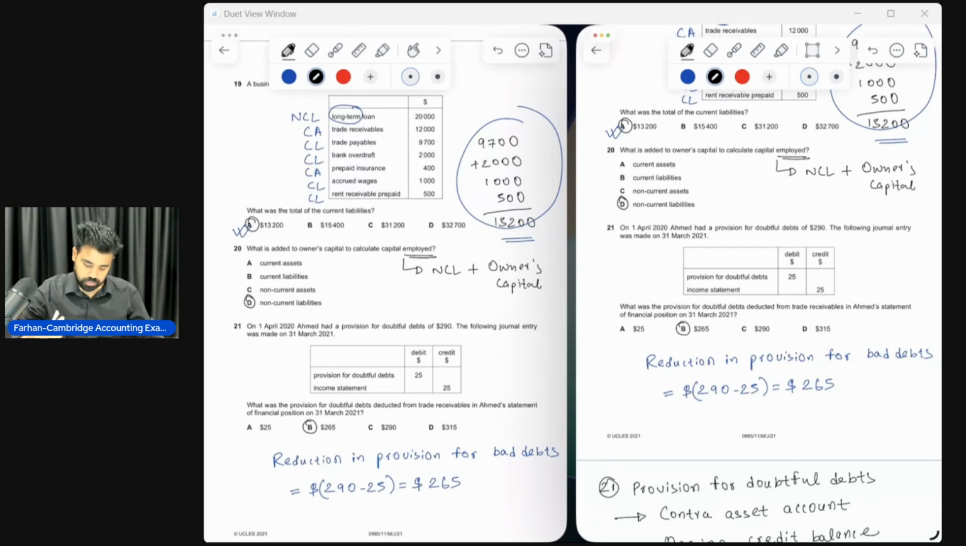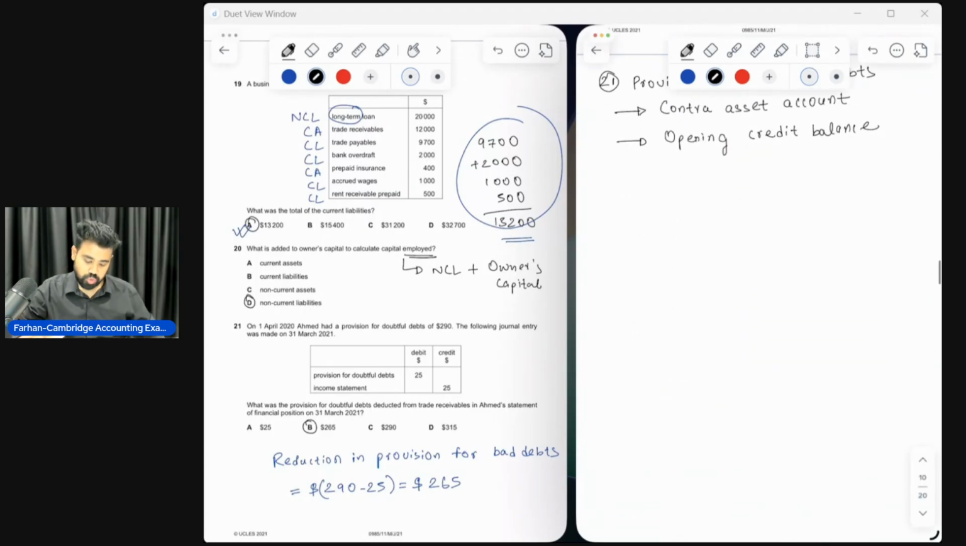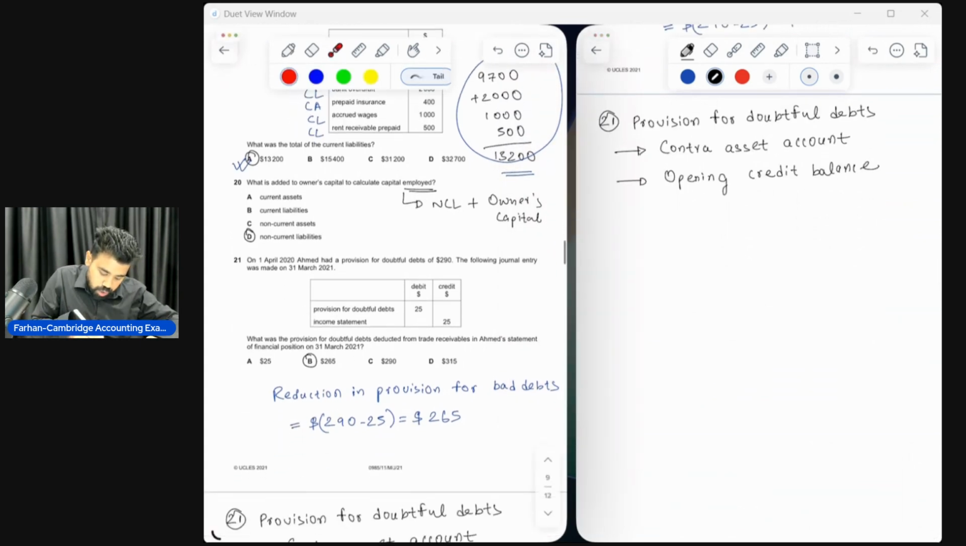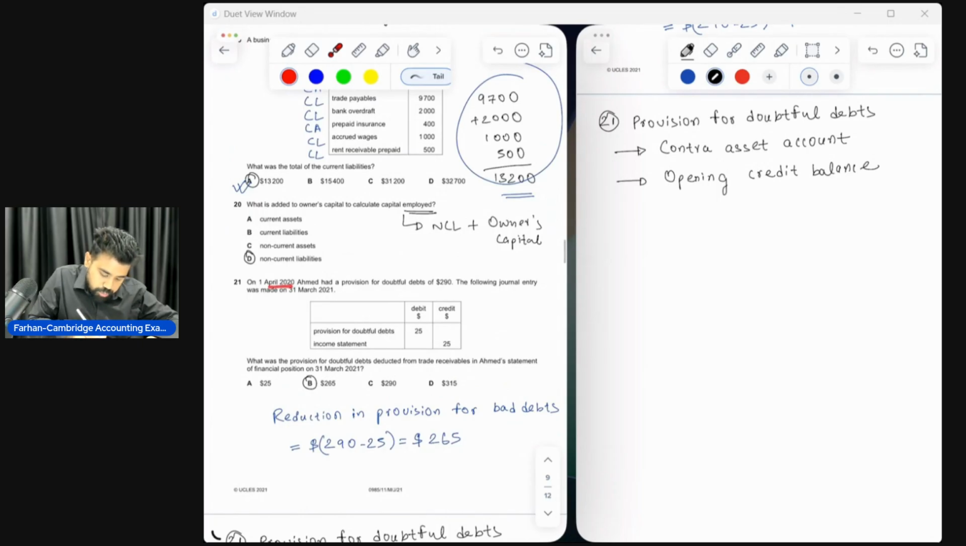Okay. Now let's go to question number 21. All right, so let's see what's going on. On 1 April 2020, Ahmed had a provision for doubtful debts of $290. The following journal entry was made on 31 March 2021. So on 31 March 2021, you can see as part of the closing entry, the provision for doubtful debts is being debited and the income statement is being credited. What does that refer to?